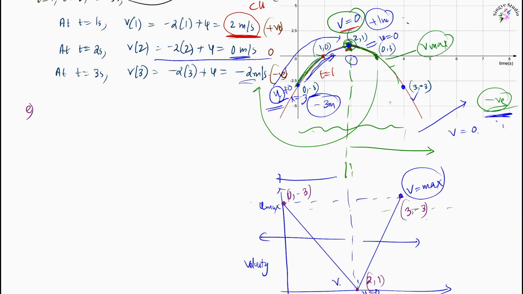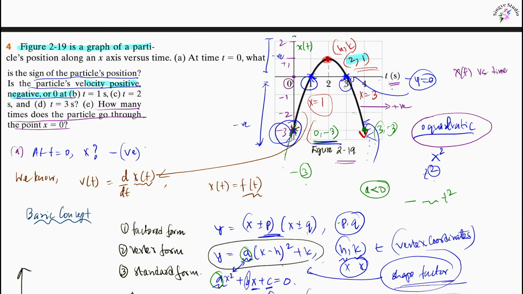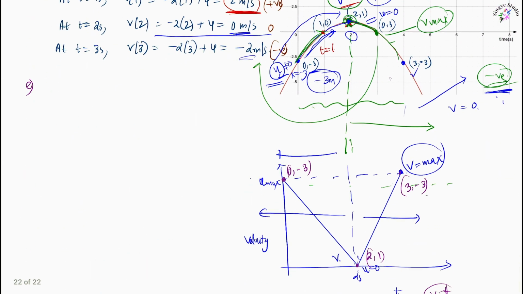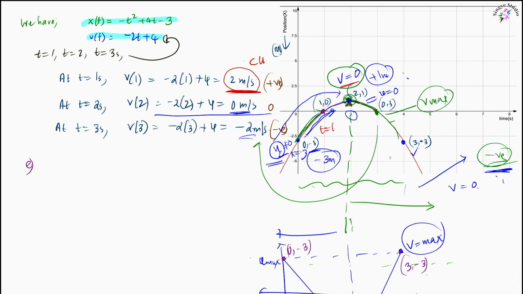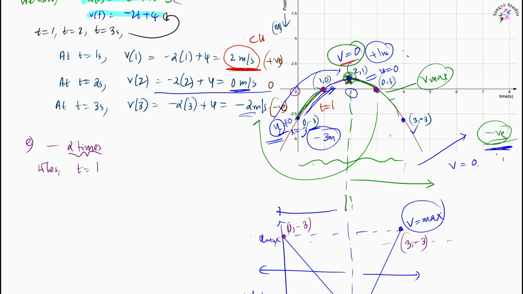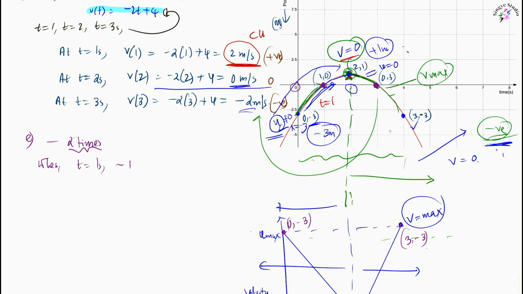Now the last part of the question is, how many times does the particle go through the point x equals 0? Now you can easily get it from here. So here at this point 1, 0, the particle goes through the point 0. And here at 3, 0, it cuts once again. So the answer is easily 2 times. Or even if you plug the value of the corresponding t in this equation, it will give 0. When t equals 1 second, it passes through 0. So it will be -1 squared plus 4 times 1 minus 3. How much is it? It is 0.